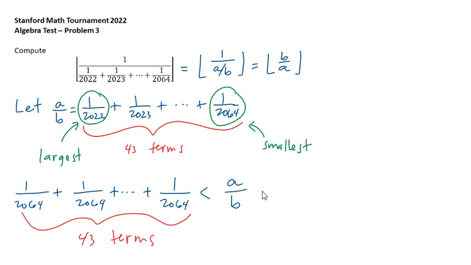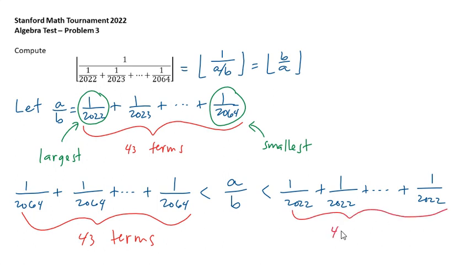By similar argument, if we add 43 copies of 1 over 2022, the sum must be greater than a over b. In other words, a over b must be less than the series 1 over 2022 plus 1 over 2022 all the way to the 43rd term, 1 over 2022. So here again there are 43 terms.